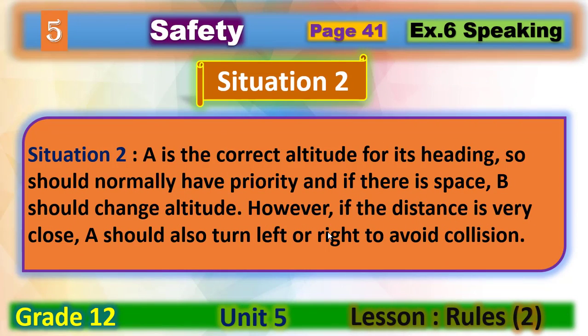The second situation, A is at the correct altitude for its heading, so should normally have priority, and if there is space, B should change altitude. However, if the distance is very close, A should also turn left or right to avoid collision.